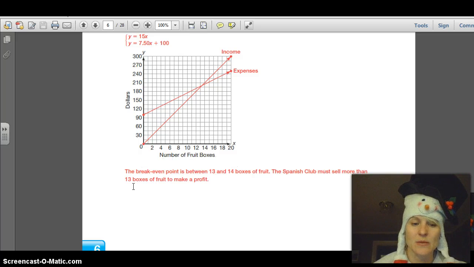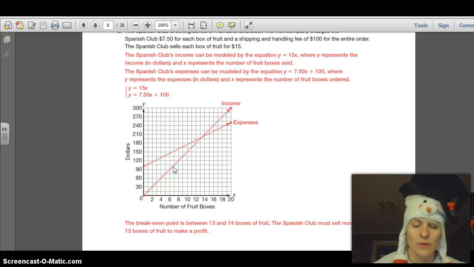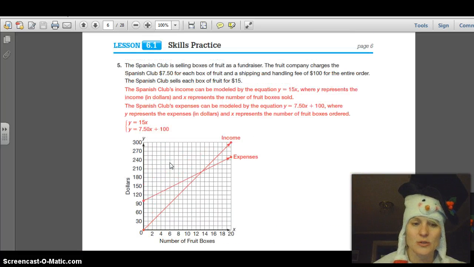The Spanish Club must sell more than 13 boxes to make a profit, okay? But it's particularly this first sentence, and you need to include the boxes of fruit and the break-even point in your sentence. So you should go back and look at these types of problems again, okay?